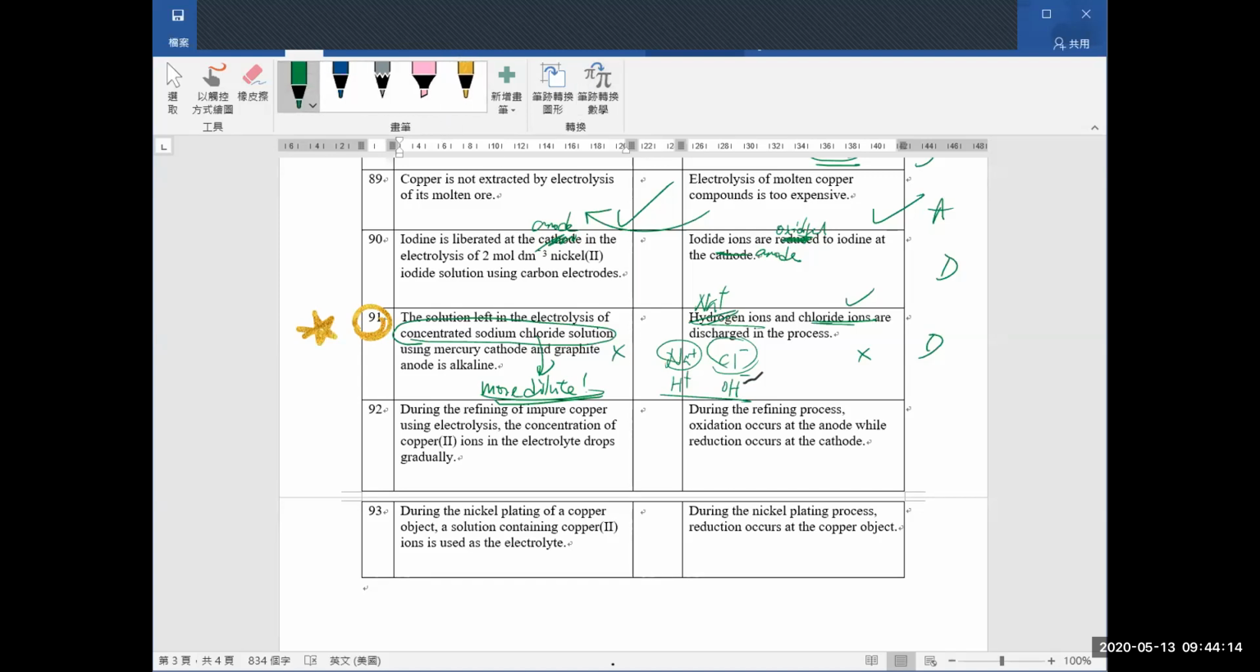92. Jason Fight. During the refining of impure copper using electrolysis, the concentration of copper two ions in the electrolyte drops gradually. During the refining process, oxidation occurs at the anode, reduction occurs at the cathode. The first statement is not correct. Tell me how incorrect it is.